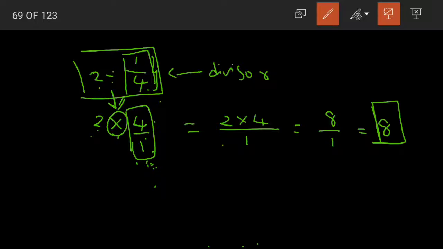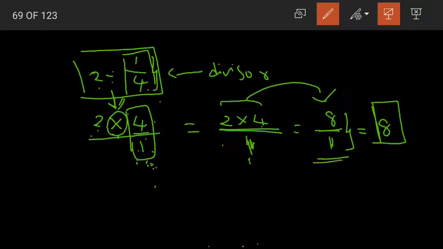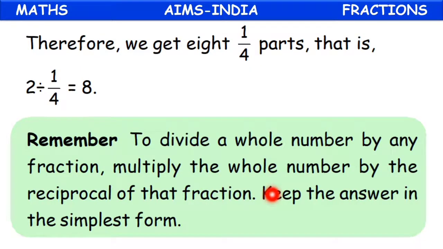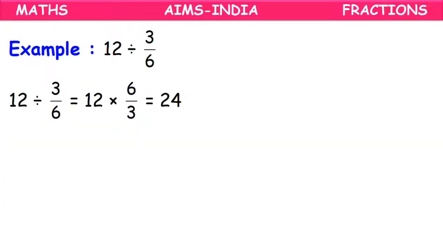And then what did we do? 2 into 4 by 1, how do we multiply, children? We multiply the numerators, 2 into 4, divided by, we multiply the denominators. We have only one denominator, so we write it as it is. 2 into 4, 8 divided by 1. As we have discussed, 8 by 1 is nothing but 8. So 8 is our final answer. Also remember to keep the answer in its simplest form. After you are done with dividing, you have to write the answer in the simplest form.